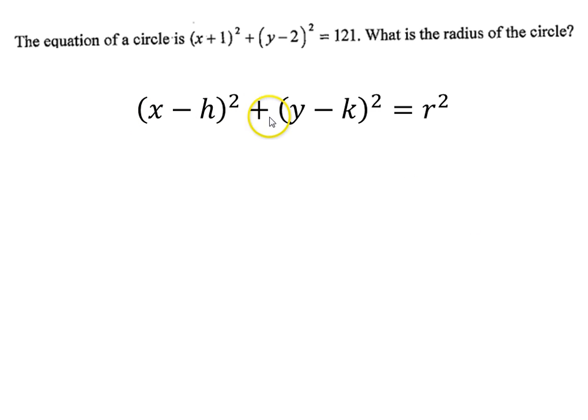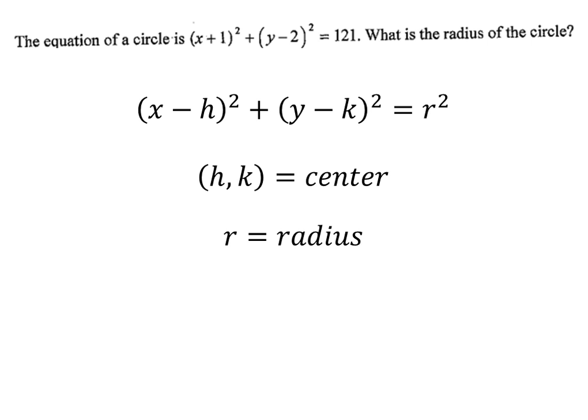(x − h)² + (y − k)² = r², where, if the equation is written in this manner, which in this case it is, (h, k) is going to be the center of that circle if we were to put it on a graph. And r is the radius of that circle, the distance from the center of the circle out to any point on the circle. We are asked to find the radius of the circle, and the radius is on the right-hand side of the equal sign in this case.